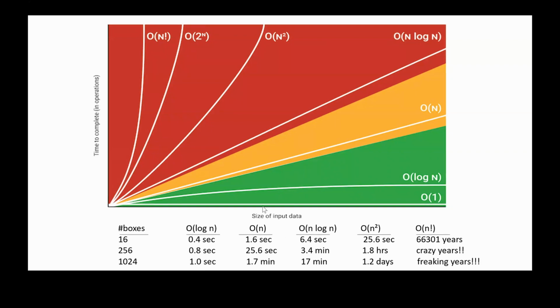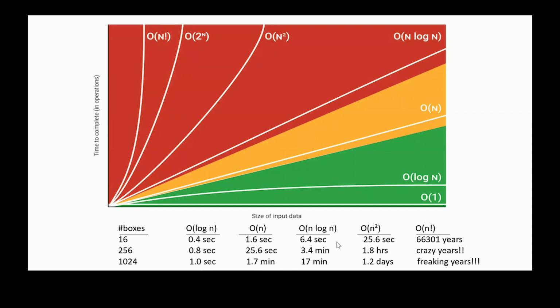And as it grows, it is fast in comparison with the other algorithms, which get quite a bit slower when the size of the input data increases. So if we use, for example, O(n) with 16 boxes, we have to spend 1.6 seconds, with 256 boxes, 25.6 seconds, and with 1024 boxes, it would take us 1.7 minutes.